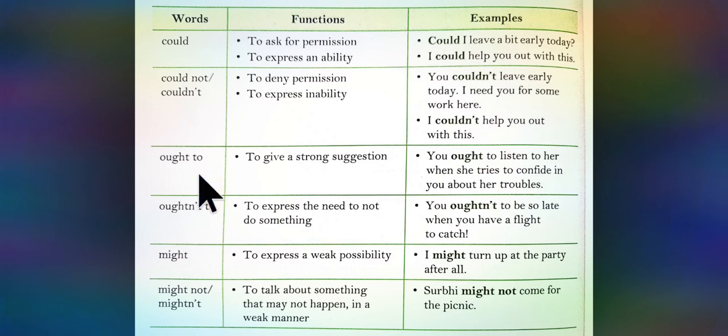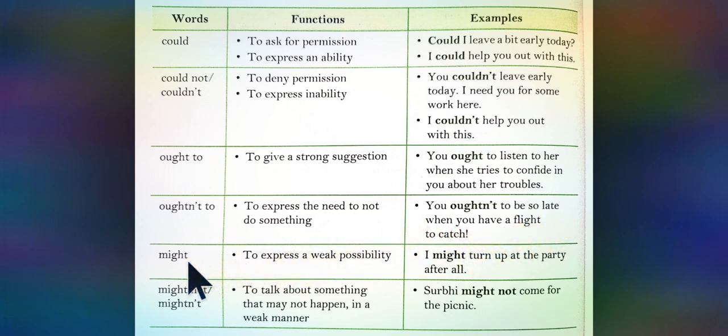Okay, next word is ought to. Let's try to understand its function. The function is to give a strong suggestion that one must do. Example, you ought to listen to her. So here the word ought is expressing a strong suggestion to do something. Next word is oughtn't to. It expresses the need to not do something. Example, you ought not to be so late when you have a flight to catch.